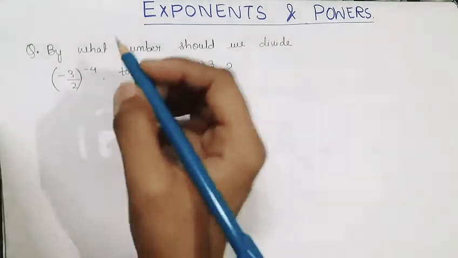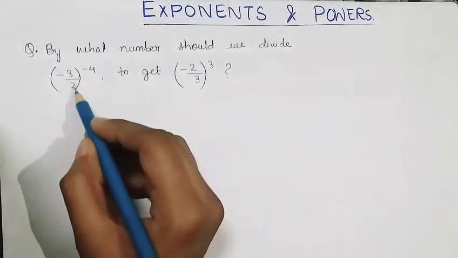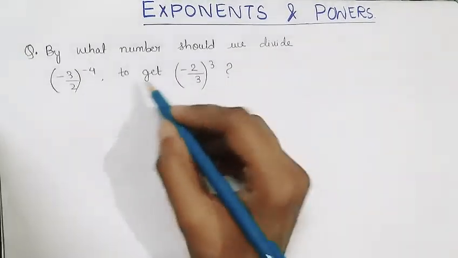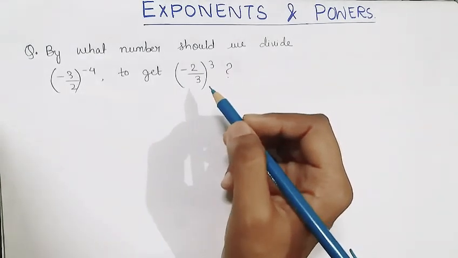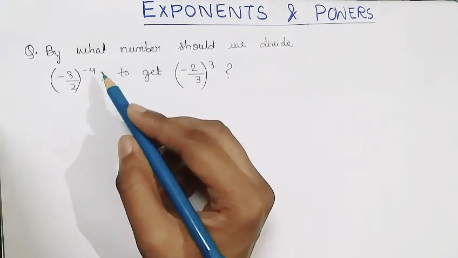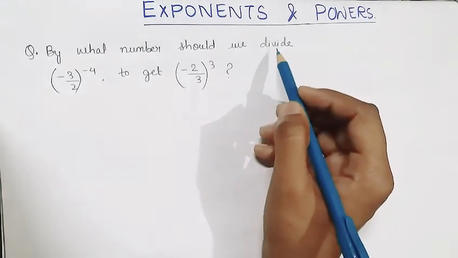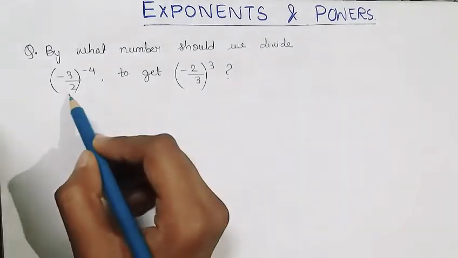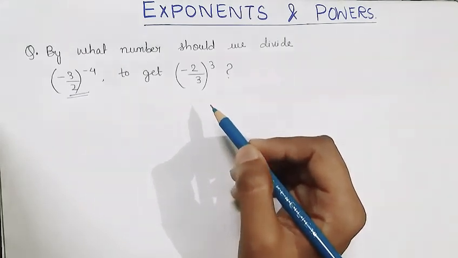So let's see the question. By what number should we divide (-3/2)^-4 to get (-2/3)^3? We did a similar question last time. We had to find a number which is to be multiplied to get some answer. So now today we have to find a number by which this given number is to be divided, so that we will get this number.